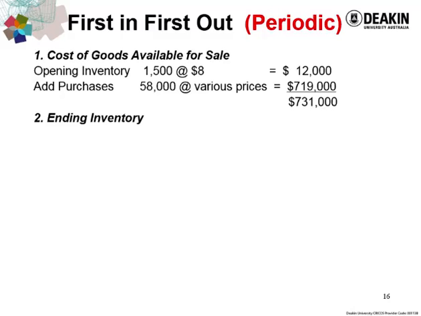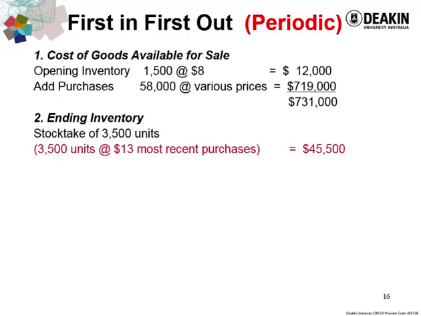Second, we will calculate the closing inventory based on physical stock data or count. Recall that under the periodic method, the stock count, the physical count, will give us the closing inventory figure, 3,500 units at the most recent purchase price. The most recent purchase price in this case is $13. So that will give us 45.5K. And we use the most recent purchase price to calculate closing inventory because under FIFO, we assume that the earliest purchase inventory are already sold out, leaving the most recent purchase inventory in the warehouse.